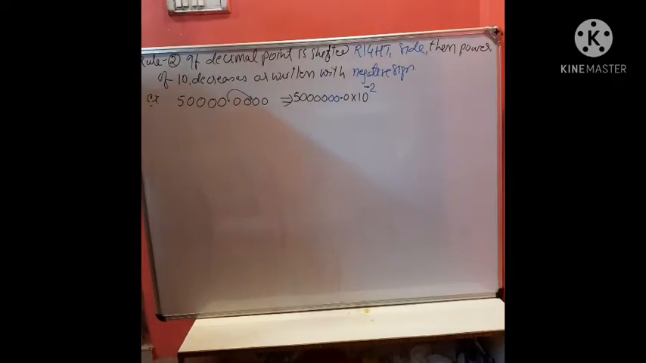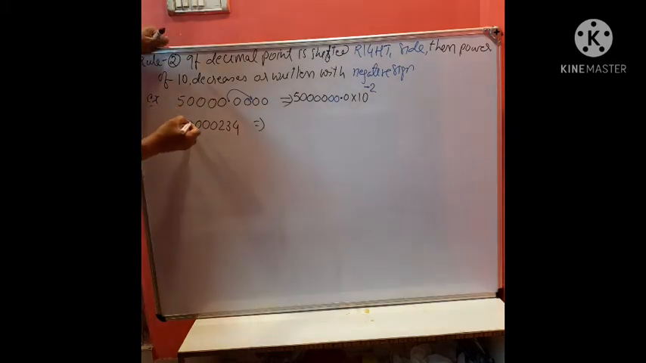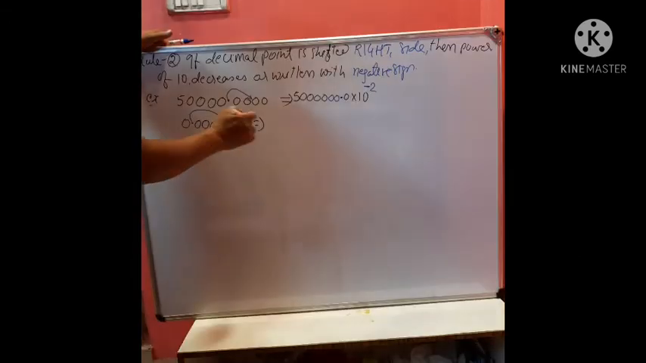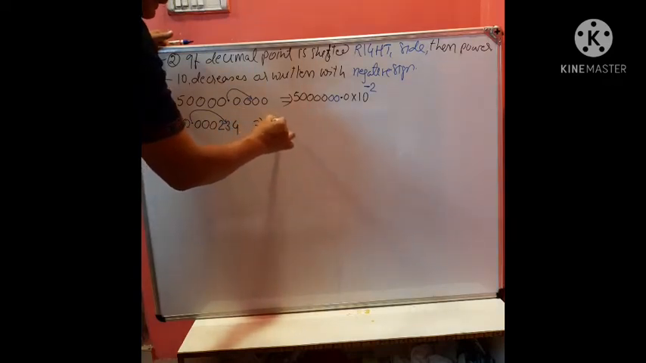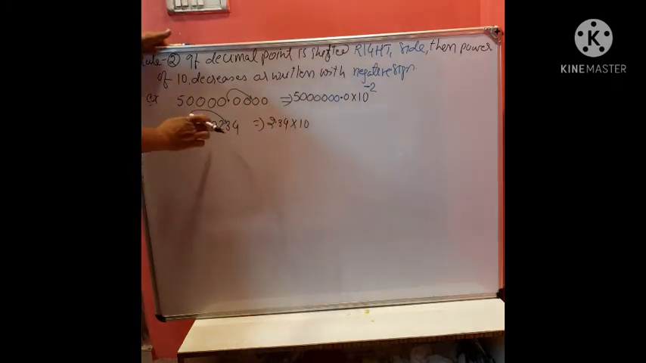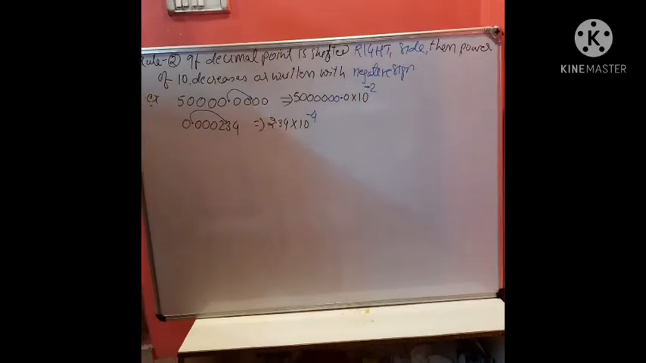2. Suppose the number is 0.000234, and I have to express it using scientific notation. So how many places is it shifted? 4 places. So first I have to write 2.34 into 10 to power, how many places? 1 2 3 4 places. So that becomes 10 to power minus 4.